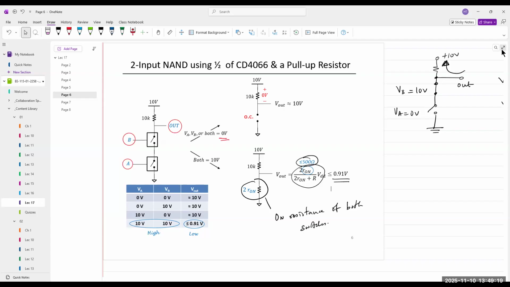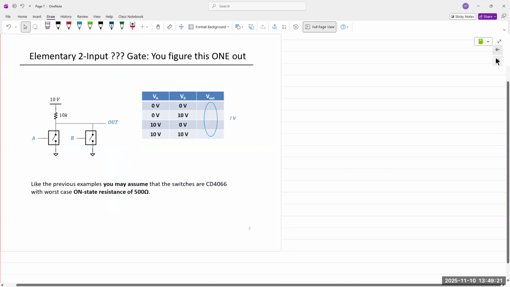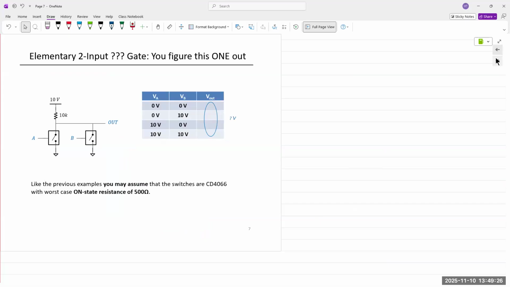Okay, so let's tackle the next one. Here we have both switches connected in parallel. So let's do this together. All right. So this is a pull-up resistor. So let's draw that first, 10 volts. And then this is our output, right? Let's say VA, so we have our truth table. We have 0, 0, 0, 1, 1, 0, and 1, 1, right?